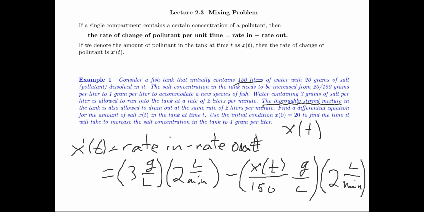Okay, so this is our formula here. x prime of t is equal to 6 minus 2 over 150, which reduces to 1 over 75, times x of t. That right there is our equation for this problem. That was supposed to read rate out.